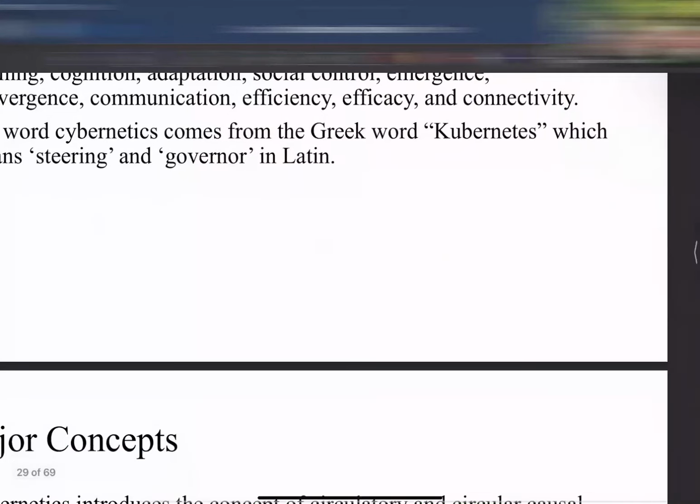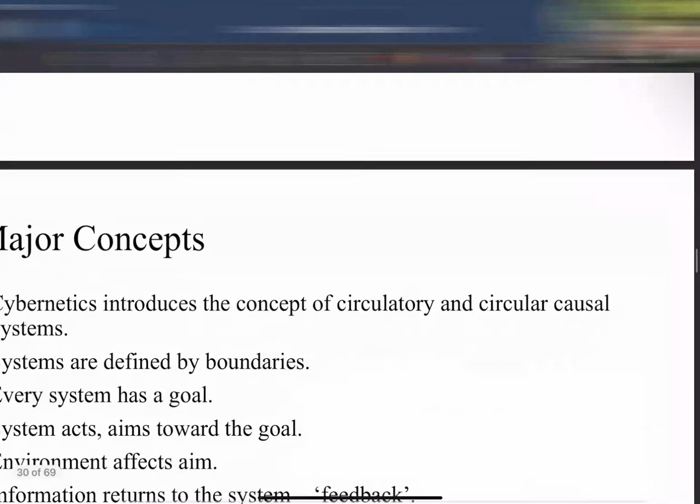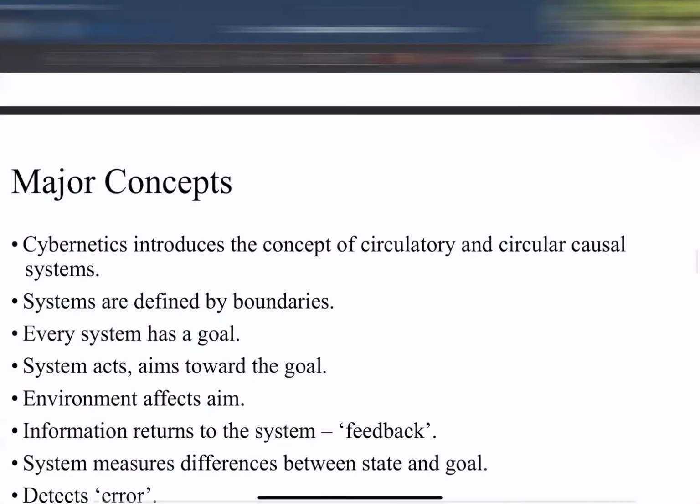Now class, cybernetics introduces the concept of circulatory and circular causal systems. So in other words, class, the relationship is circular in nature. For example, if I would administer electricity towards the nerves, I know that there will be a decrease in the pain experience. And because of the decrease in the pain experience, it will become more comfortable for the patient.